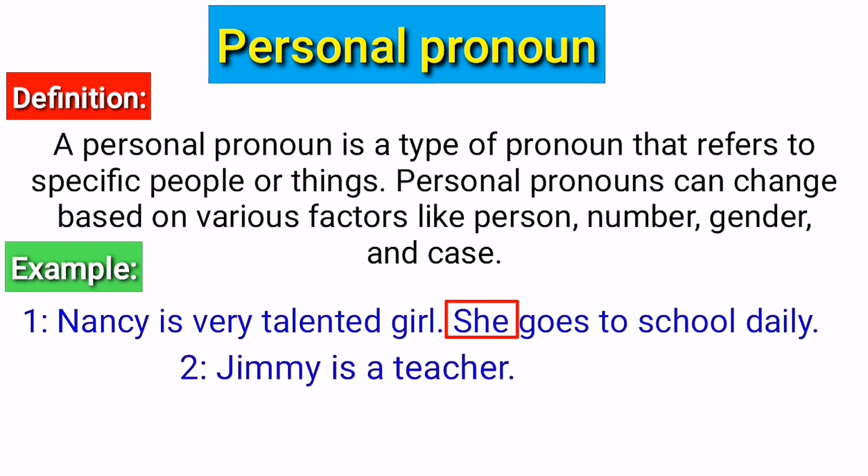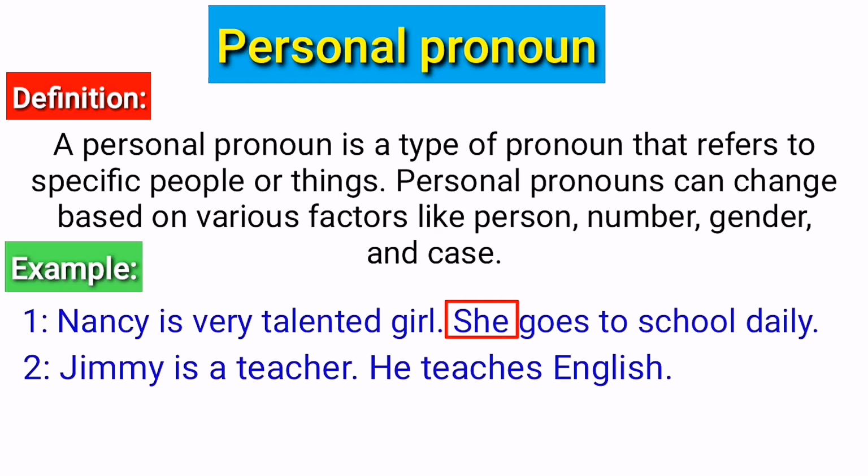Jimmy is a teacher. He teaches English. Basically in this example the word he is a personal pronoun, because it refers back to the noun Jimmy, in order to avoid repetition. Instead of saying Jimmy teaches English, the pronoun he is used to indicate that Jimmy is the one who teaches English. This use of he as a pronoun makes the sentence smoother and less repetitive.